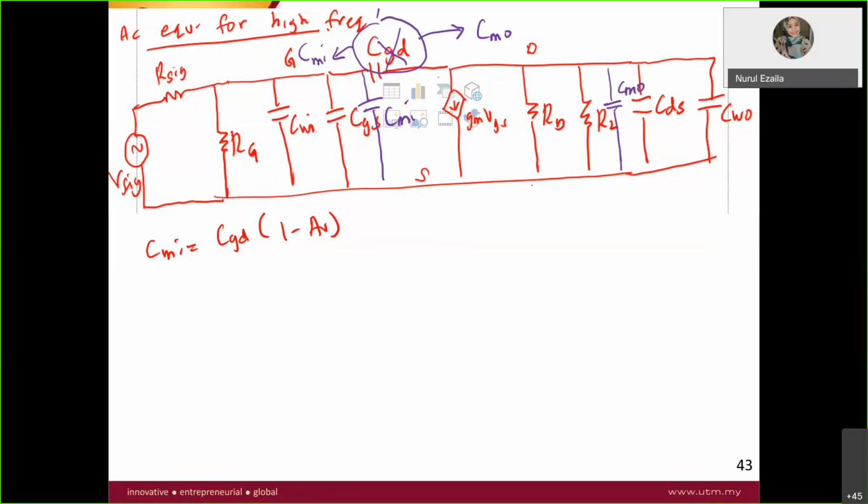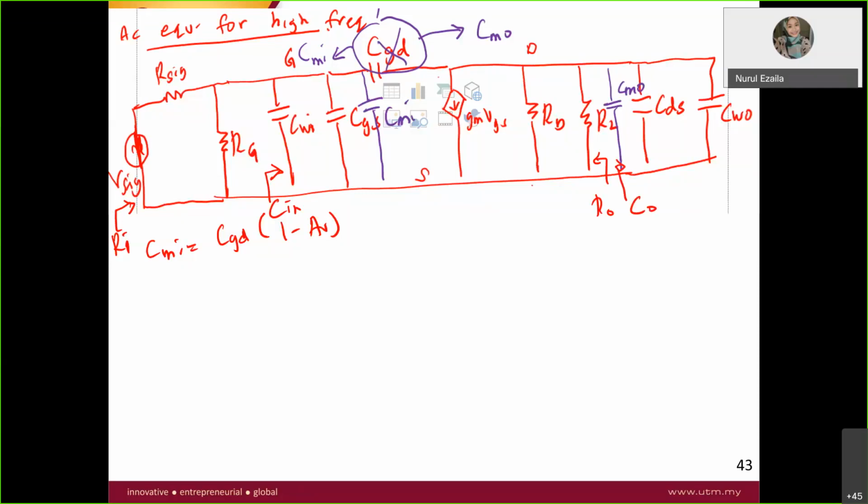So what is the R signal? What is the total R in? You need to find the total R input. For R input, you can short circuit this one. So this is your R in, and this is your C in. This is your R out, and this is your C out.